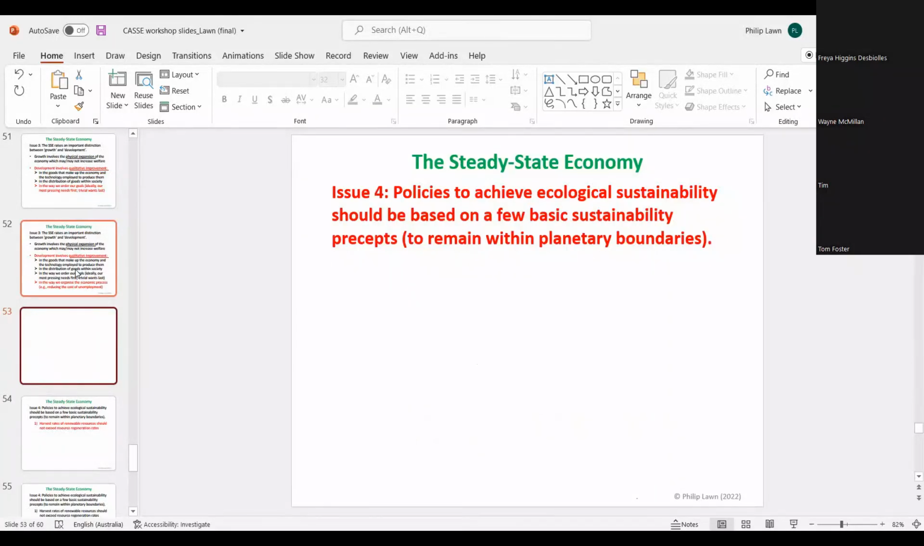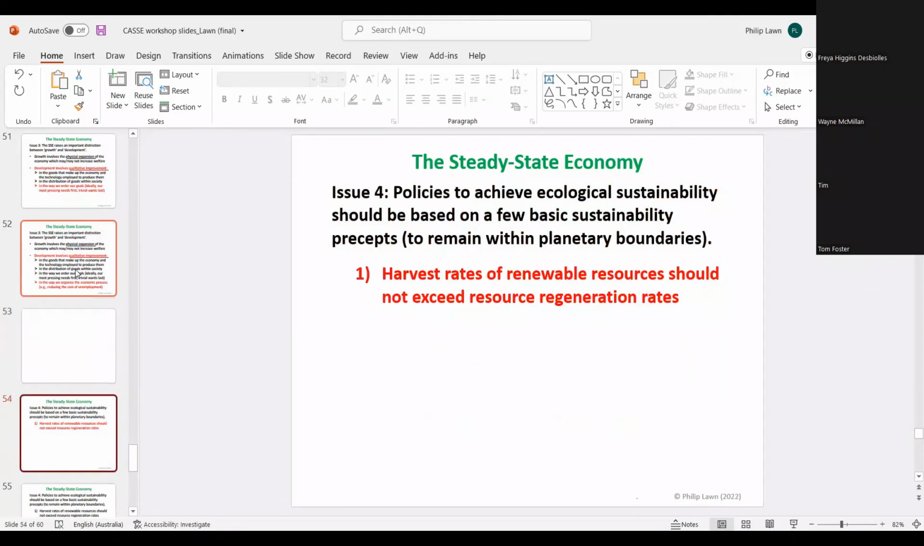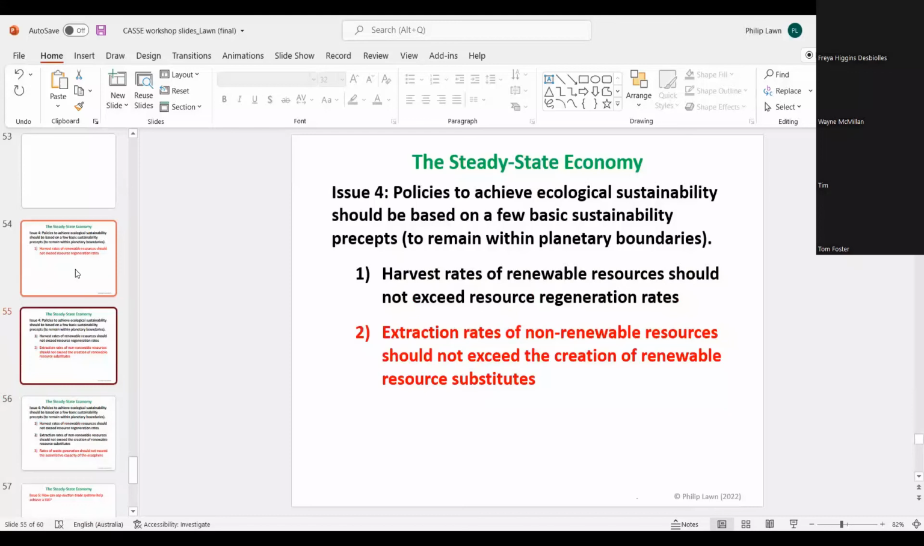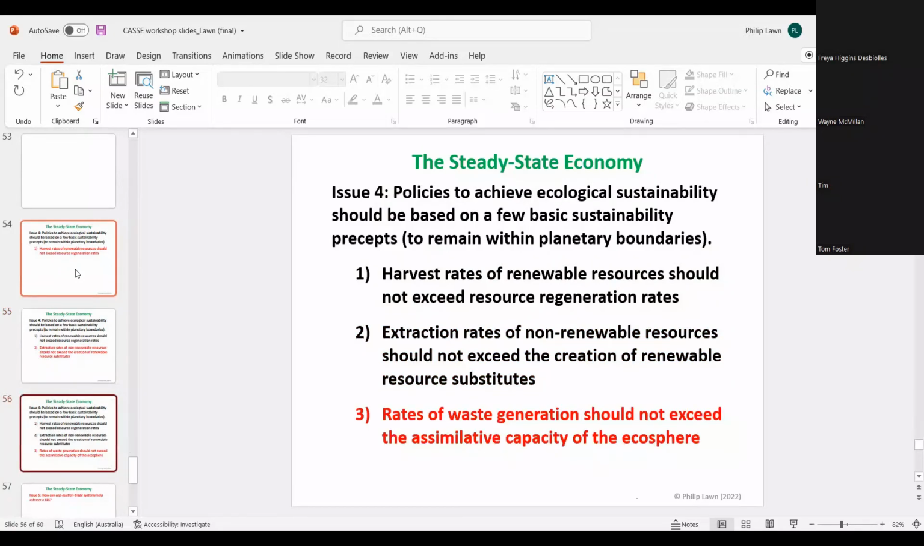Issue 4, policies to achieve ecological sustainability should be based on a few basic sustainability precepts, so we can remain within planetary boundaries. I'll just go through those very quickly. Firstly, harvest rates of renewable resources should not exceed resource regeneration rates. Extraction rates of non-renewable resources, which of course can't last forever, should not exceed the creation of renewable resource substitutes. And the rates of waste generation should not exceed the waste assimilative capacity of the ecosphere. So the steady state economy would be largely based on a scale where the rate at which resources are used and waste is generated adheres to these sustainability precepts so that we remain within planetary boundaries.